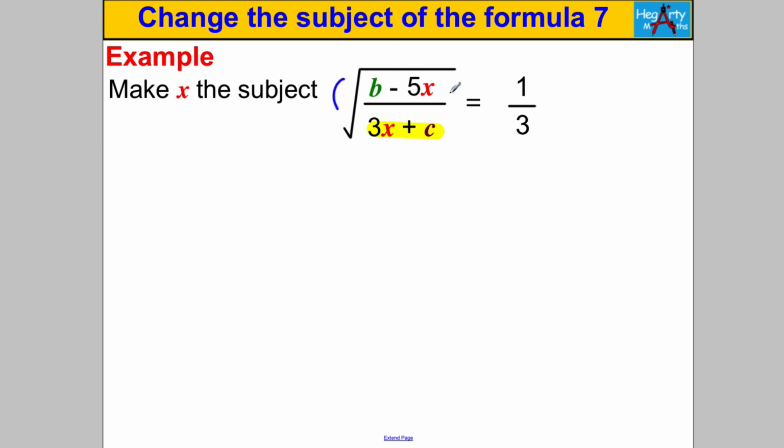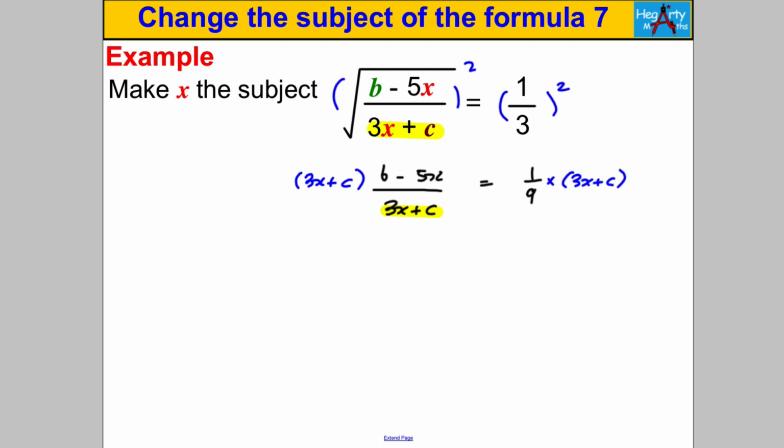If I square both sides, I would get myself b subtract 5x is therefore going to be 1/9. Okay? Now, I'm going to multiply both sides by 3x add c. Okay? So let's multiply both sides by 3x add c. And what will I get myself? Well, I'll get b subtract 5x is going to be equal to 1/9 (3x add c). Now, rather than multiplying 1/9 into both of those, wouldn't it be a really good idea to just get rid of these fractions? They're annoying us.